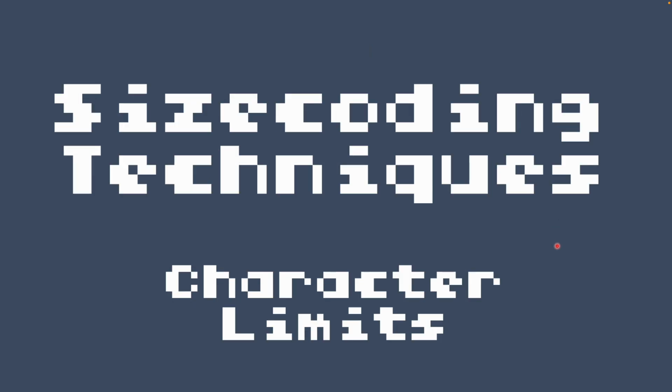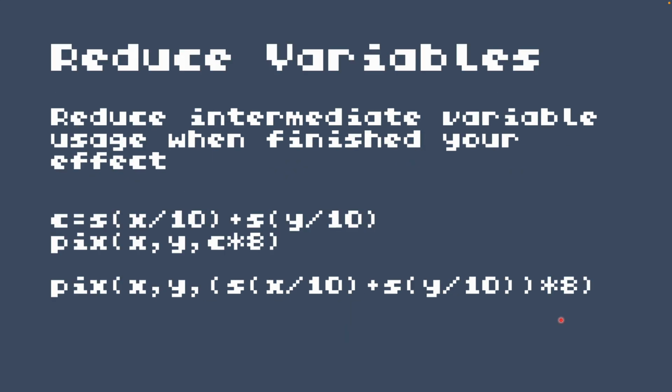So let's talk about some size coding techniques, and we're going to focus on size coding techniques related to character limits at this point, and when we go to compression later on, we'll take a look at a separate set of tips and tricks for that. So the first thing that we can do is reduce our variables, reducing intermediate variable usage.